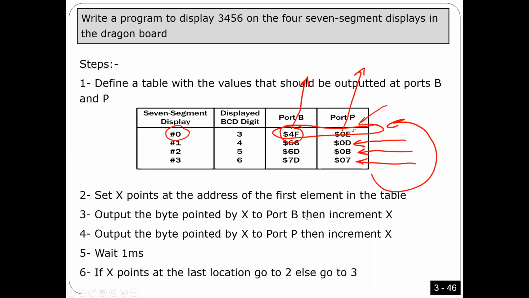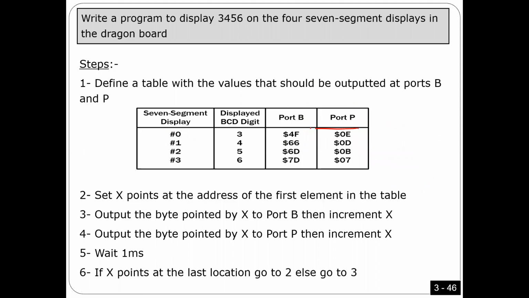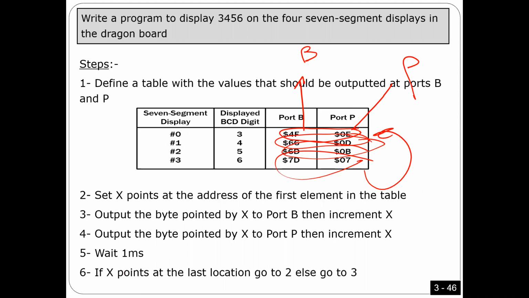So here I'm gonna make a loop. In this loop, every iteration, I'm gonna take 2 numbers: one to go to port B, one to go to port P, right? Next time here, next time here, next time here, and then I go back quickly. Any question?